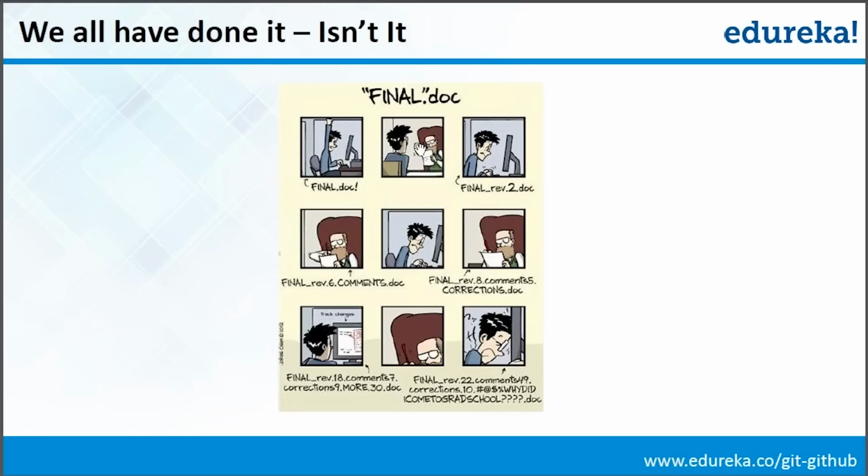Here we have a cartoon for the funny bone. It basically shows the pain you have if you don't have a version controlling system. Here is this bloke writing a final doc, and after some review he gets another revision, which is final underscore rev 2. Then it goes to his boss, who gives his comments, and that becomes the 6th version. Then it's the 8th version with 5 comments and corrections. He keeps on doing this, and finally he has a huge document version, and he says to himself, why did I come from grad school? It is terrible, with every file name changing, with the comments and the reviews as it's happening. All this pain this gentleman is going through can be eliminated through a version control system.